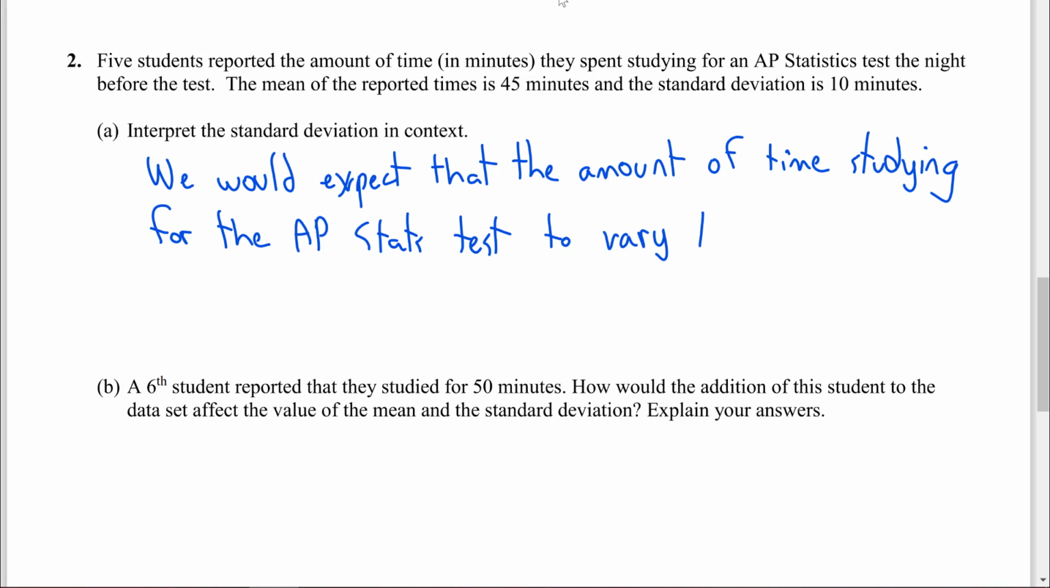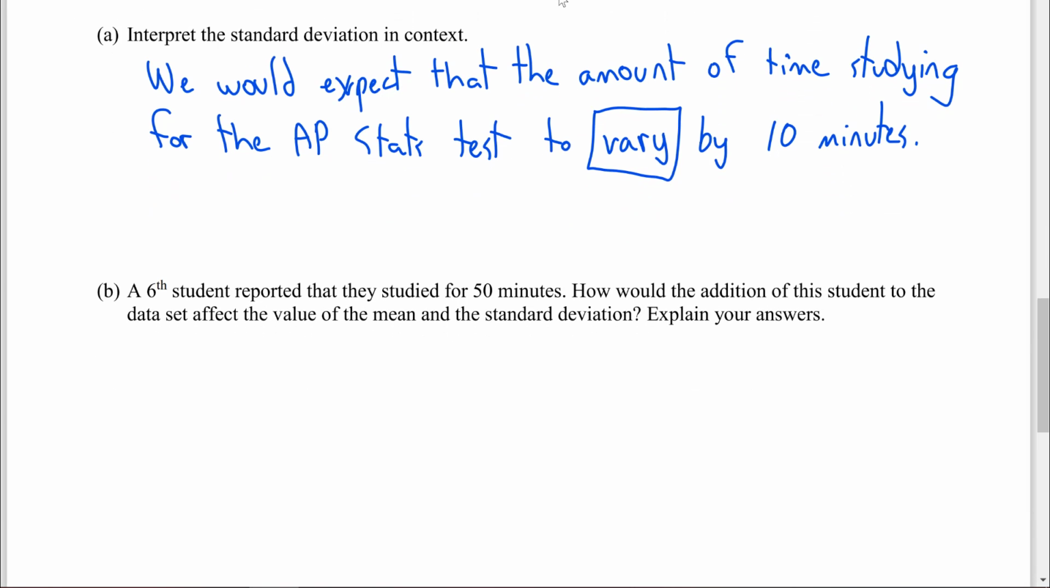To vary by about 10 minutes. Or sorry, by 10 minutes. So what this means, the key word here is vary. So we're saying it's not unusual to be 10 above or 10 below the average amount of time. A 6th student reports that they studied for 50 minutes. Would the addition of this student affect the data set?